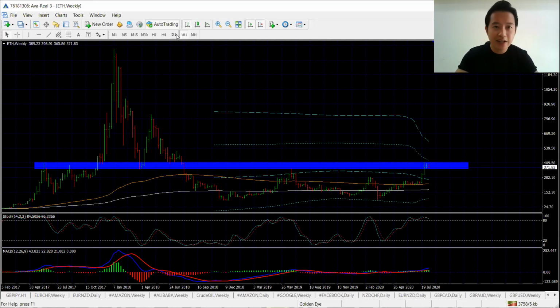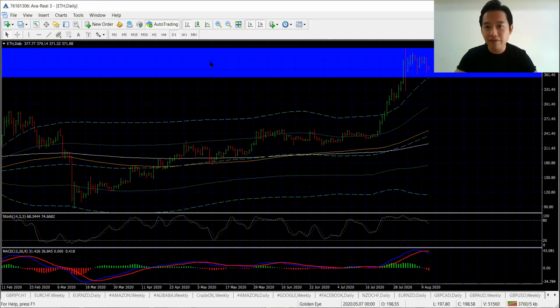Let's zoom down to, let's say, the daily time frame. Let me move over here. On the daily time frame, price is consolidated in the blue box. As you can see, it has been quite some days now, and it's consolidated in the blue box. It is of no surprise, because we know that this is a strong area of rejection.